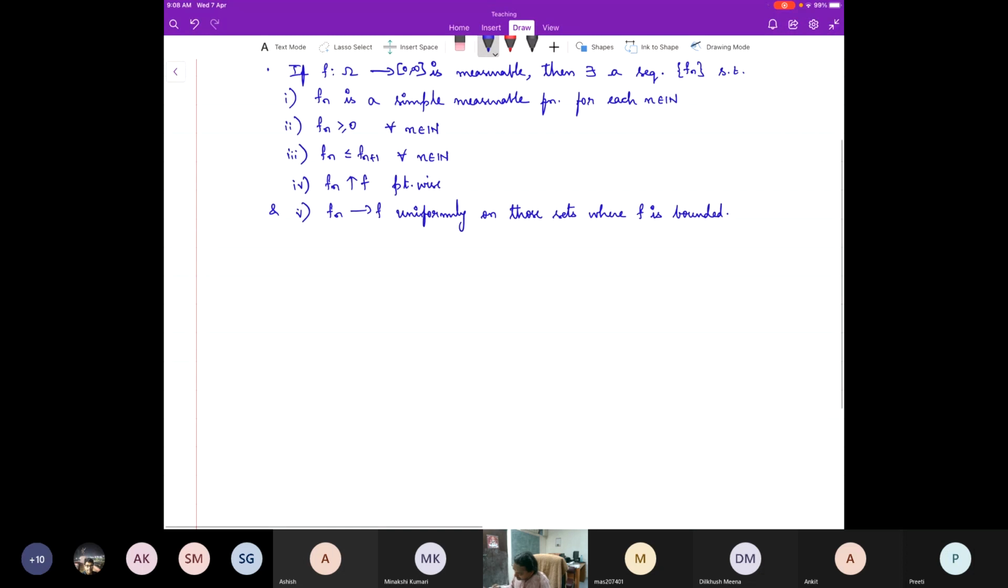Now, as a corollary, what is it that we saw? If f and g are extended real valued positive measurable functions, then f plus g, fg, all these are measurable.